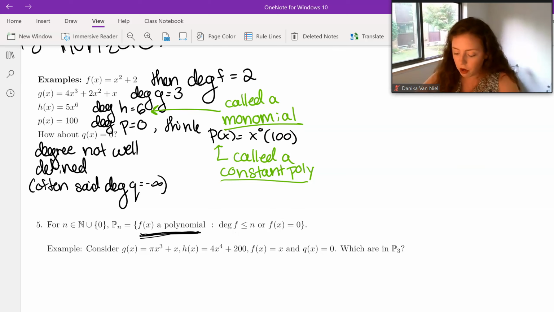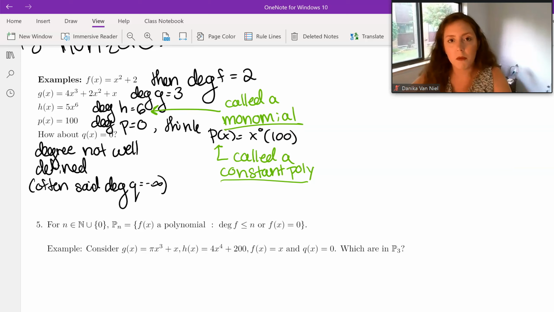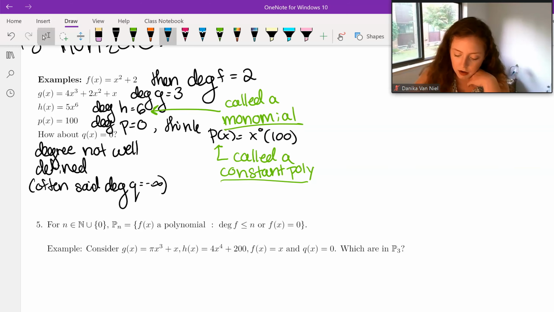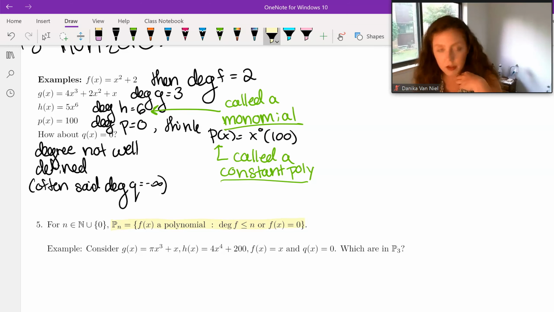Okay, so we always want to include the 0 polynomial. So if someone had defined the degree of the zero polynomial to be negative infinity, it would still fall in here, but we just specify what it is, because in our class we're going to say it's not well defined. Okay? So this is a very important definition. So let's talk about an example with this.